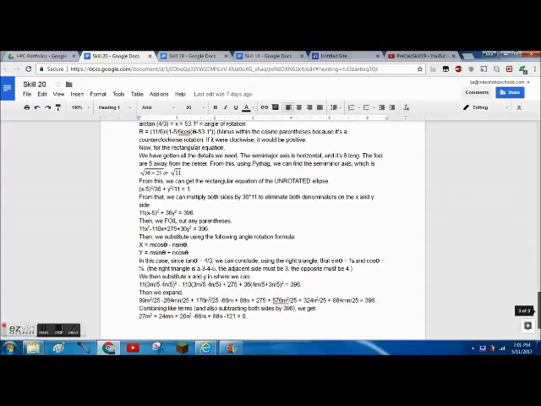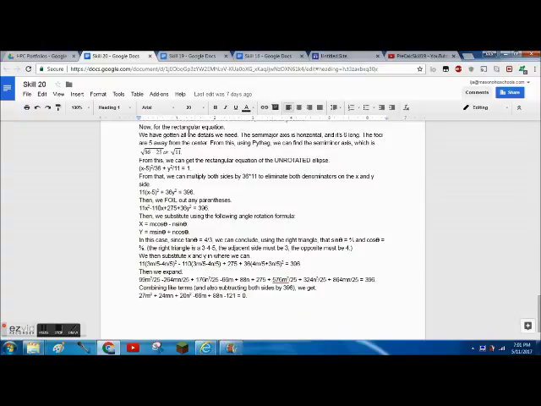Now, for the rectangular equation, we've gotten all the details we need. The semi-major axis is horizontal and it's 6 long. The foci are 5 away from the center. From this, we can use the Pythagorean theorem and find the semi-minor axis, which is going to be the square root of 36 minus 25, or the square root of 11. From this, we can get the rectangular equation of the unrotated ellipse. And after that, we have the unrotated form.